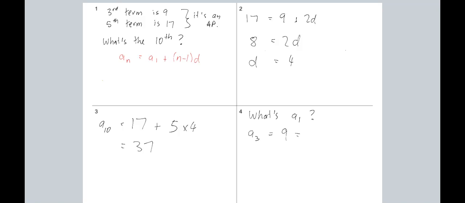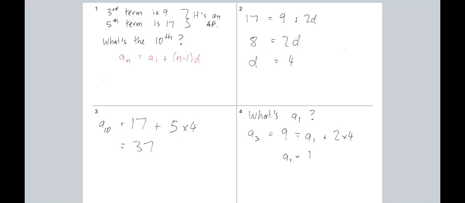But I also know by the formula that it's equal to A1 plus 2D, and D is 4. Okay, so if 9 equals A1 plus 2 times 4, which is 8, then A1 must equal 1. Is that okay? I'm just burning through those basic calculations a bit.